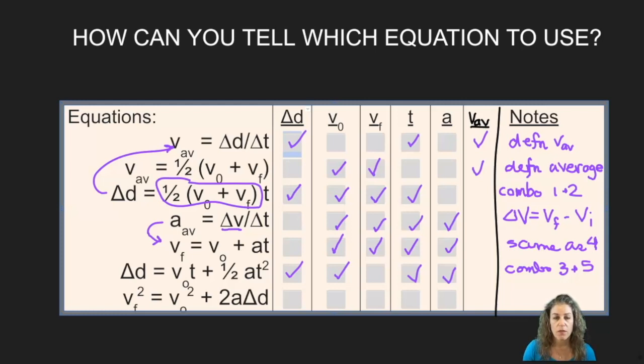This one we have V final and V initial and acceleration and delta D. So this is the same thing. It's a combination of 3 and 5, but it gets rid of time.